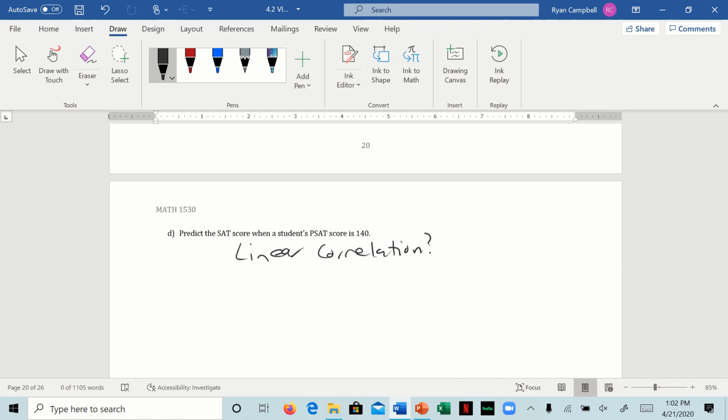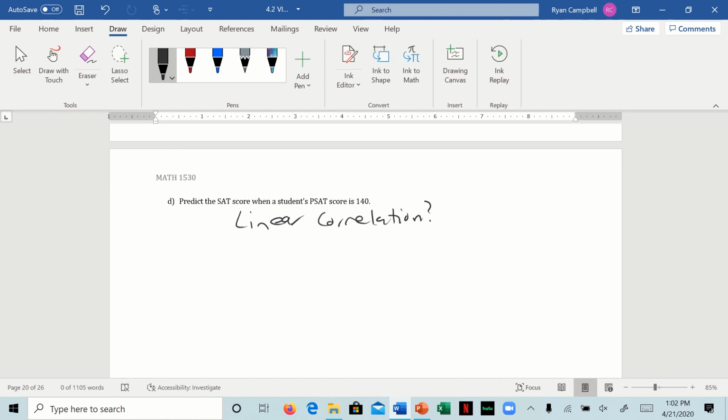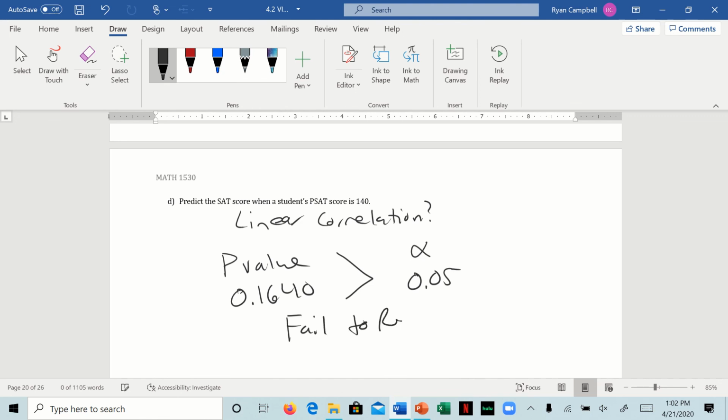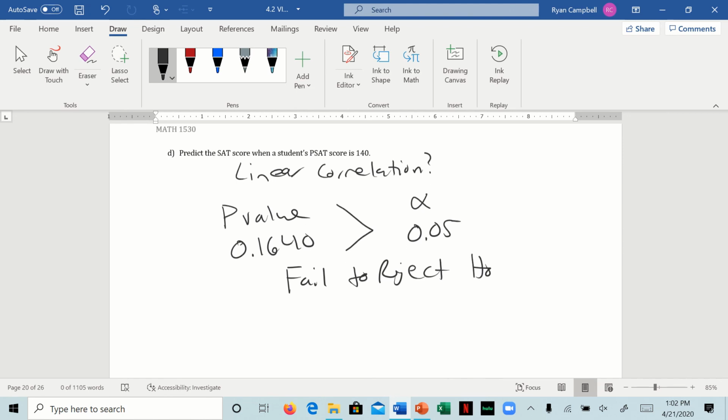So in our calculators, you already have LinRegTTest, right? So you can go back to it real quick. What's our p-value? So for this one, our p-value is 0.1640. Alpha is 0.05. So the p-value is bigger, which means that we fail to reject our assumption. So there is not sufficient evidence for a linear correlation. So it's not a linear correlation.